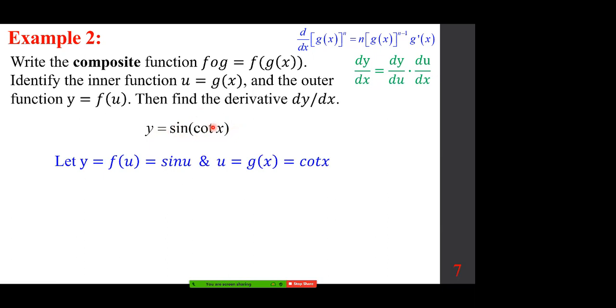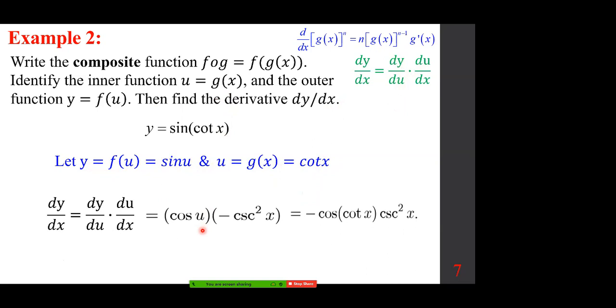So dy dx is dy du times du dx. So dy du, what is the derivative of sine? Cosine. du dx, what is the derivative of cotangent x? Negative cosecant squared x. And you just write it. What is u? Cotangent x. So negative cosine, we put the negative sign in front, okay, everybody? Negative cosine of cotangent x times cosecant squared x, you can put that in front if you want. Either way is fine.